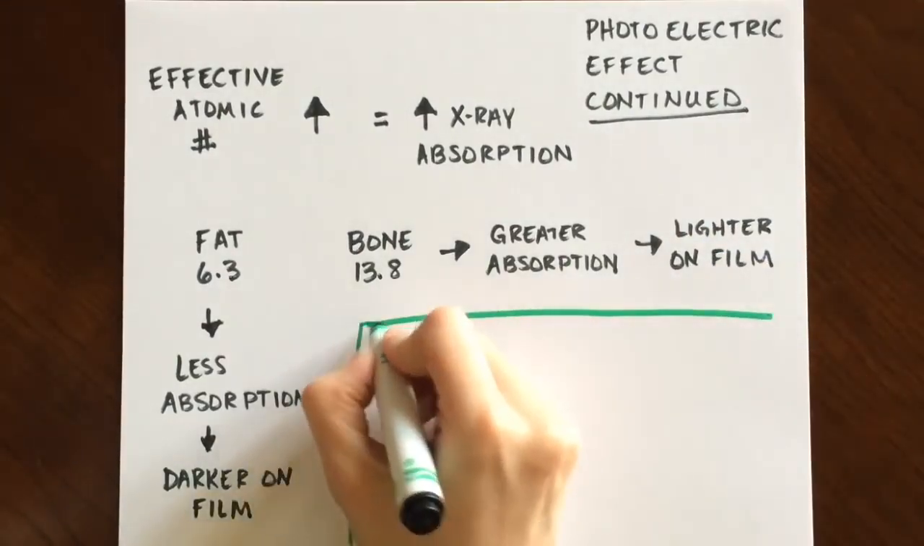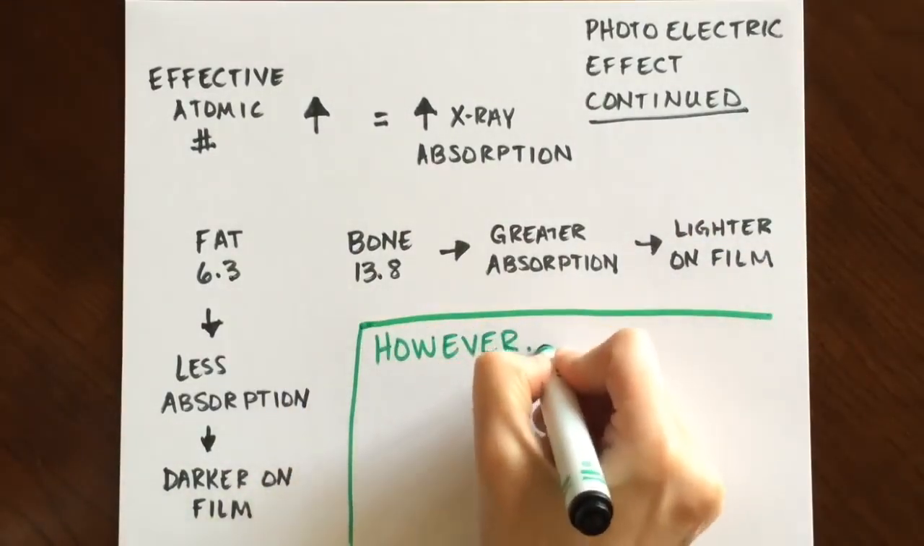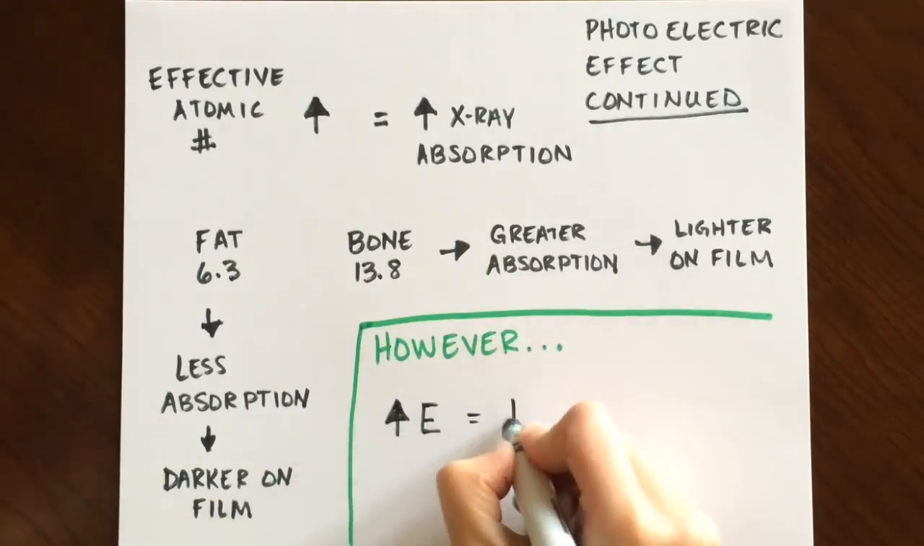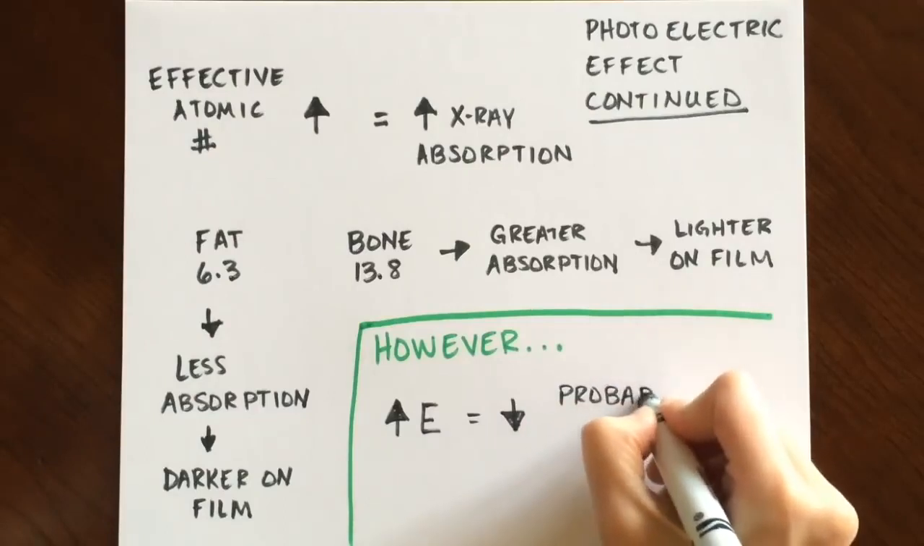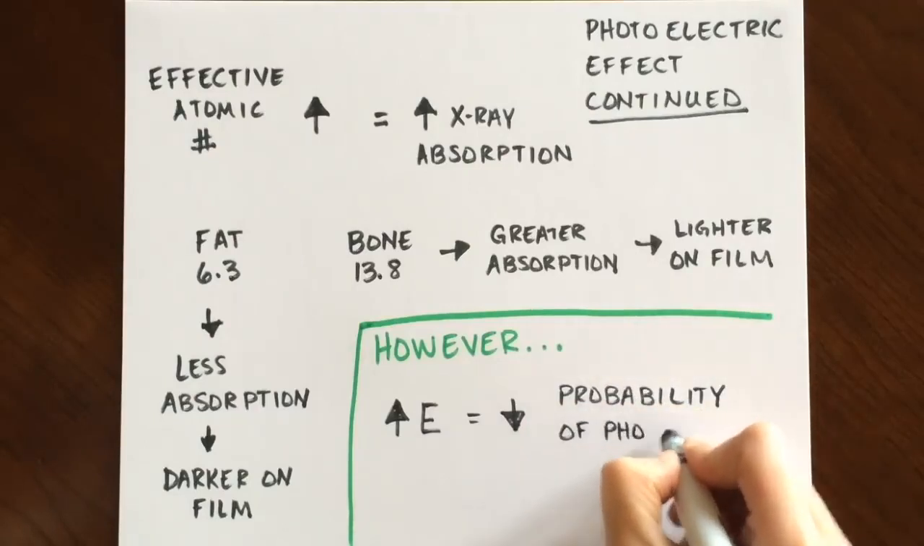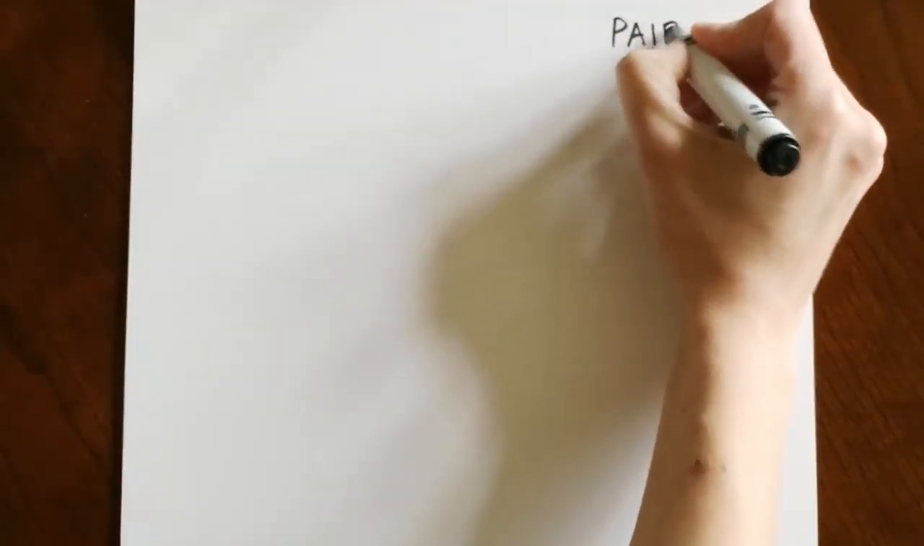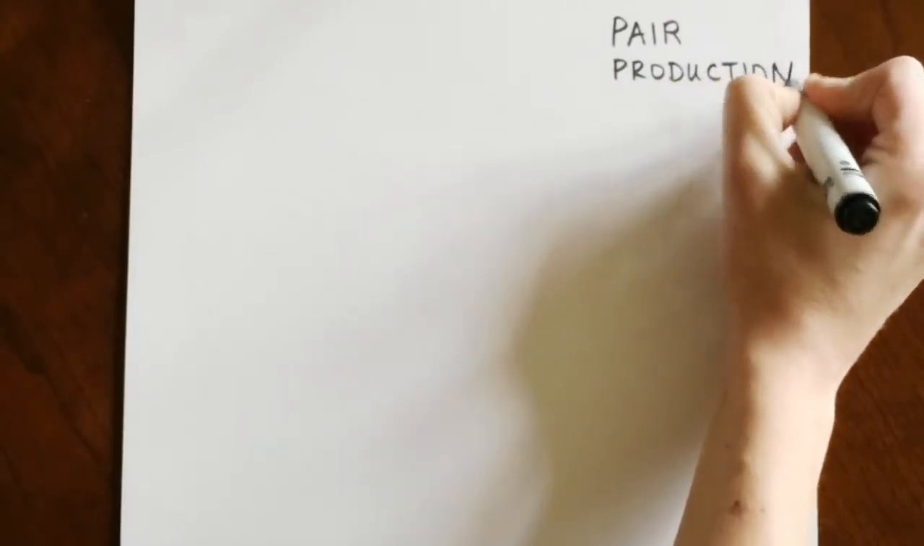However, increasing the energy of the X-rays decreases the probability of the photoelectric effect occurring. You can think of it this way. If you set your kVp too high, you will have very little absorption, and your radiograph will be too black to read.